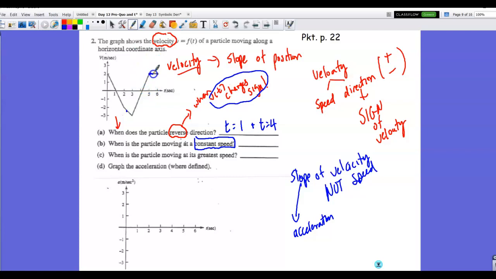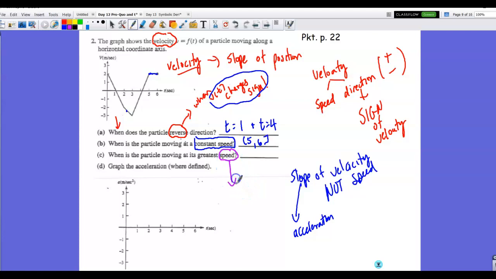The velocity graph remains constant from 5 to 6. So the speed is constant from 5 open to 6 close. Next question. When does the particle move at its greatest speed? Now again, this is not a speed graph. It is a velocity graph.